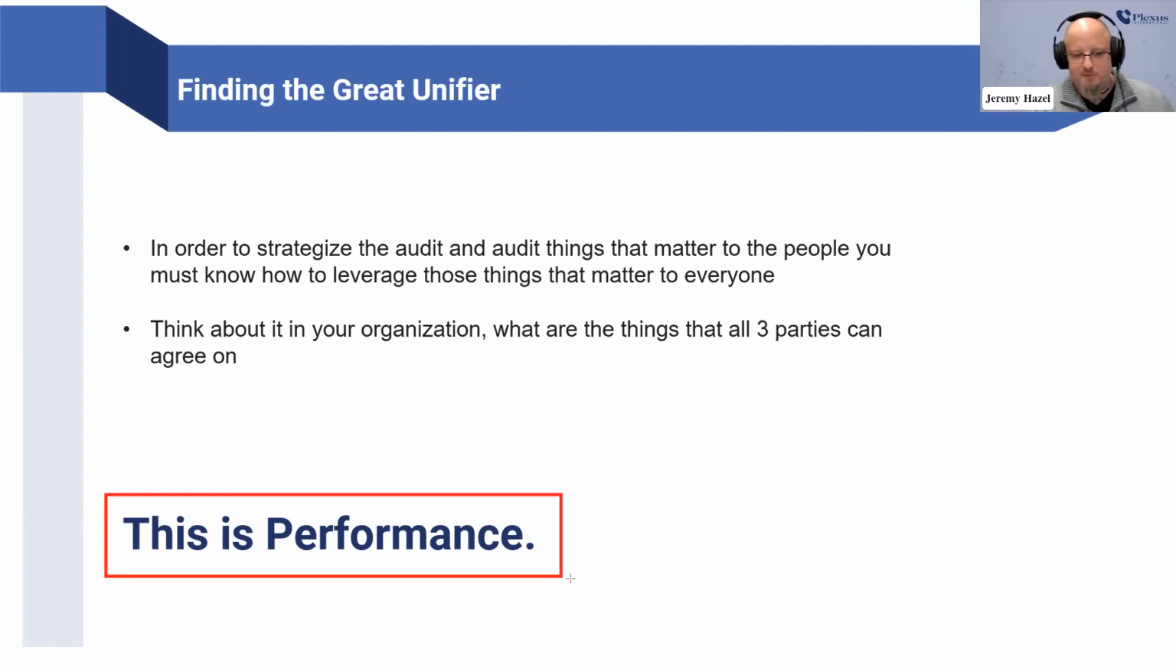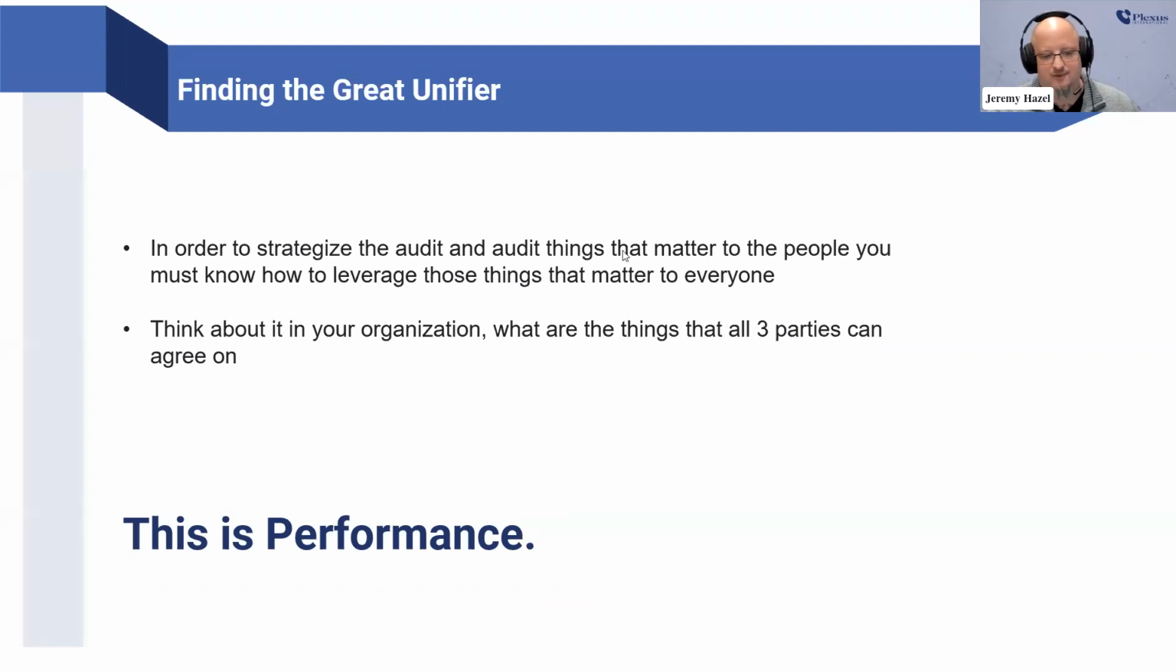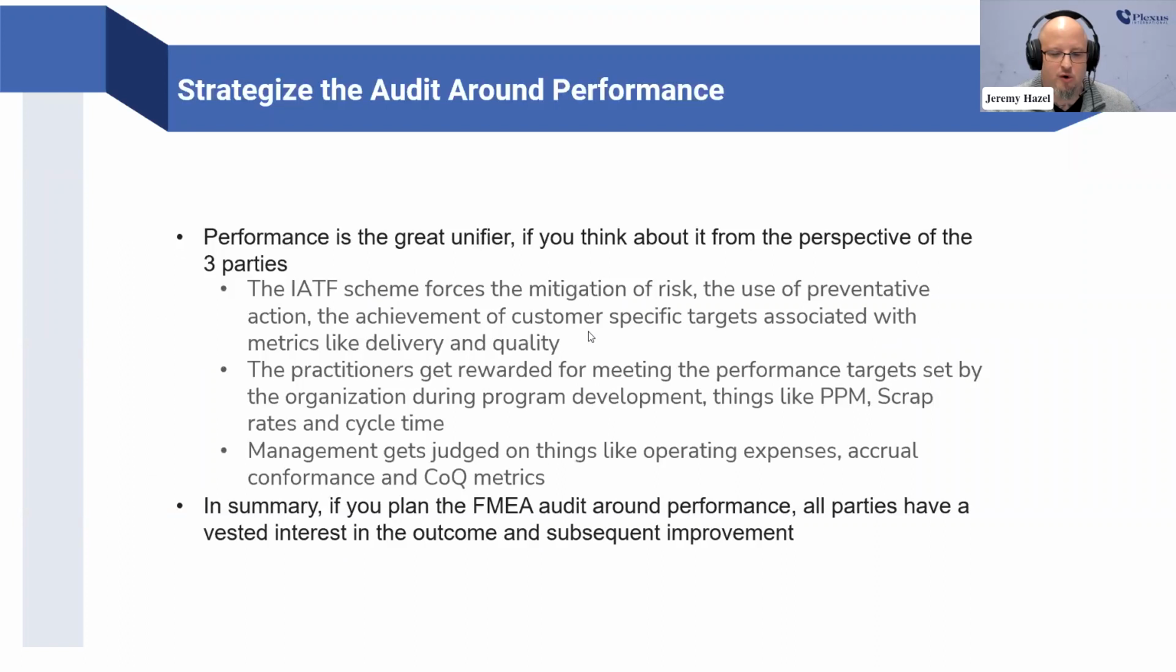So performance from the scheme, performance from the financial perspective, and performance from the practitioner perspective are all the same. So we can talk about shalls from the scheme, we can talk about costs from management, but it all comes down to performance. So what I'd like to do here is show you how the performance of an organization's FMEA looks to those three individuals.